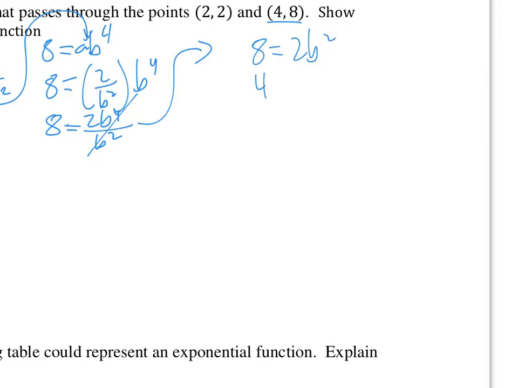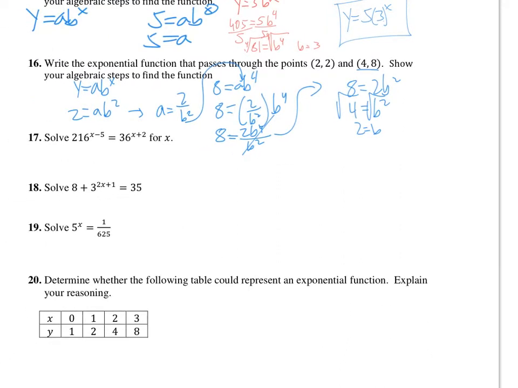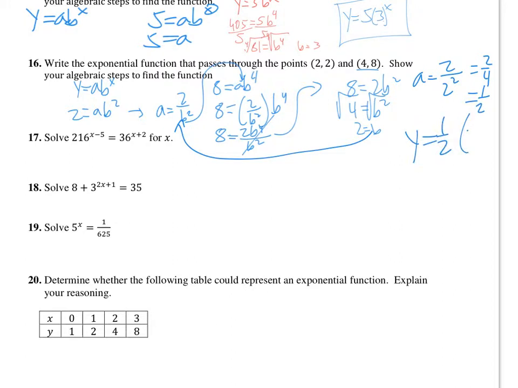So divide by 2, and take the square root, b is 2. It could be 2 or negative 2, actually, but b cannot be a negative number. So if b is 2, we can come all the way back over here, plug that in, and we see that a is 2 over 2 squared, which is 2 over 4, which is 1/2. And so our function is y equals 1/2 times 2 to the x.